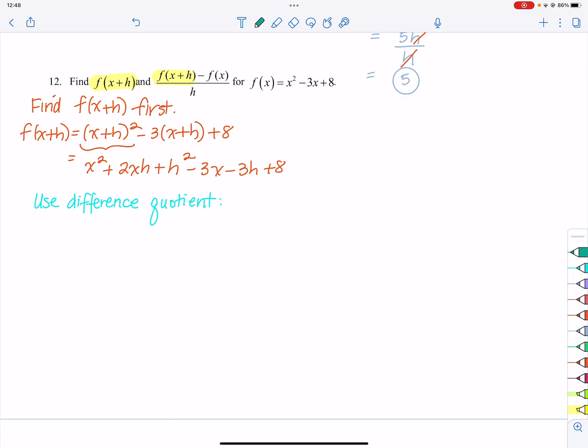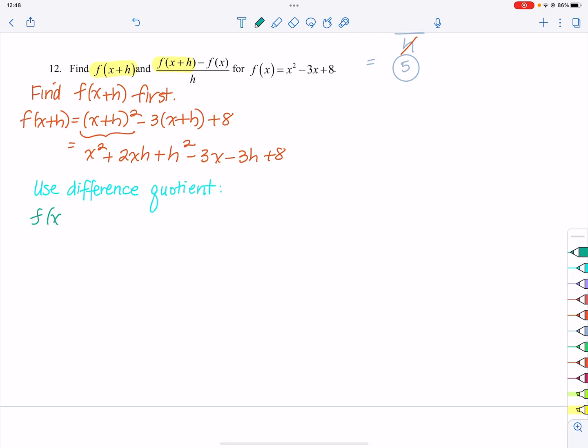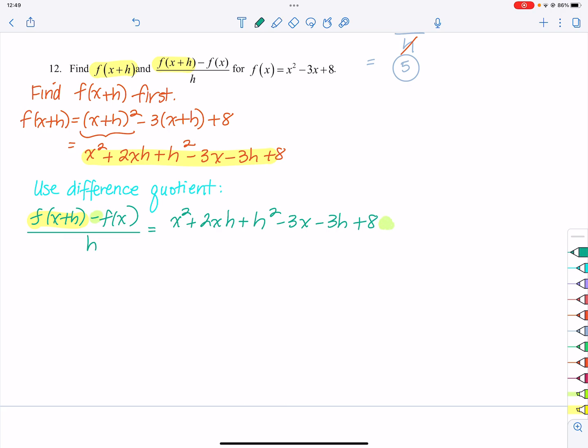And I think I'll use a darker pen. So we have f of x plus h minus f of x all over h. So f of x plus h, remember, is all of this. So that's equal to x squared plus 2xh plus h squared minus 3x minus 3h plus 8. Now we can't forget about our minus here. Minus, and now we're going to subtract all of f of x.